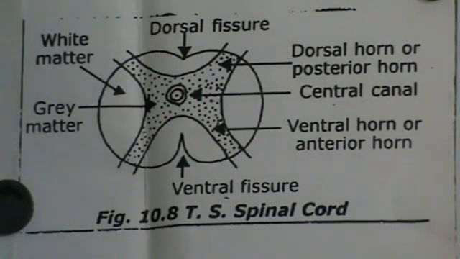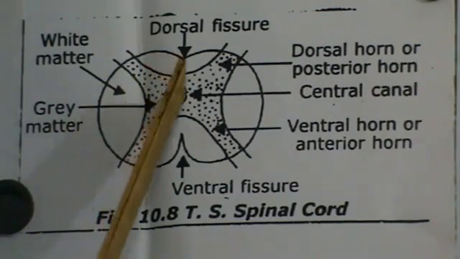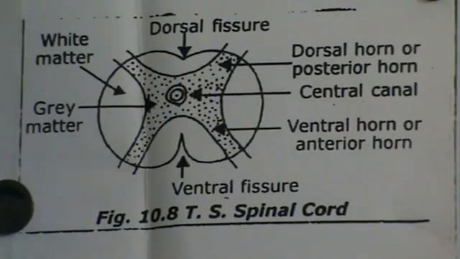The central canal is surrounded by epithelium, that is, it is surrounded by ependyma and is filled up with cerebrospinal fluid. It's an epithelium type of cell, ependyma, and it is filled up with cerebrospinal fluid. It is actually the ependyma that secretes the cerebrospinal fluid.